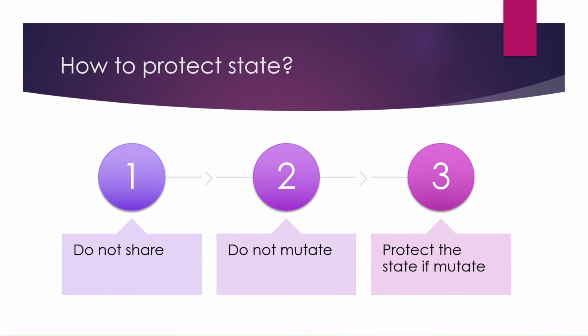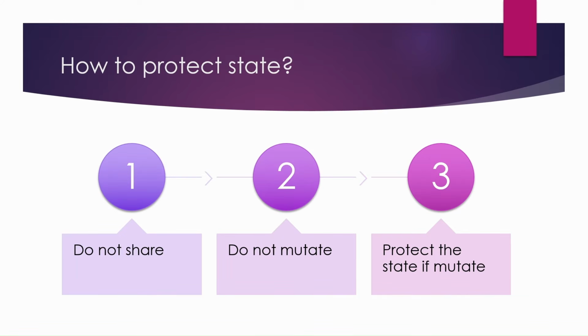And the number three is, suppose it has to be shared and it can be mutated, then how do we protect the state? Well, if the object has to be shared and it can be mutated, then we have to protect the state. If it is immutable, we have to work on the coordination of multiple threads if the state can be mutated. Now the question is, how do we do that? We will cover the how part in the upcoming videos when we cover the concurrent utilities. Here we are simply focusing on the fundamentals and the theory part.